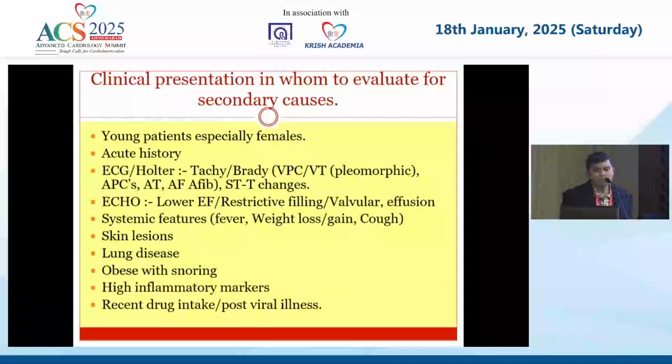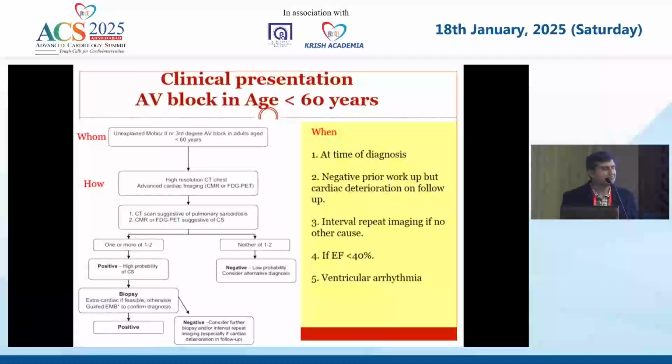So very important, whom to evaluate for secondary causes: females, acute history, patients who have abnormal brady as well as tachycardia, systemic features, skin lesions, patients who are obese with sleep apnea and high inflammatory markers. They should be evaluated further.